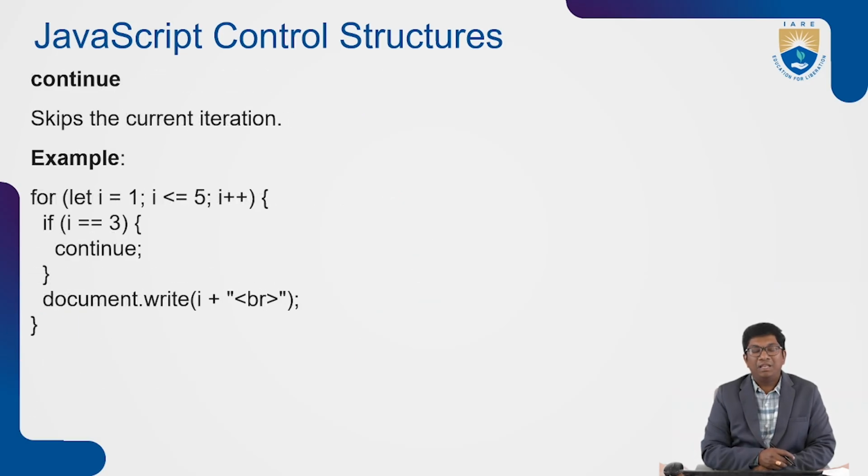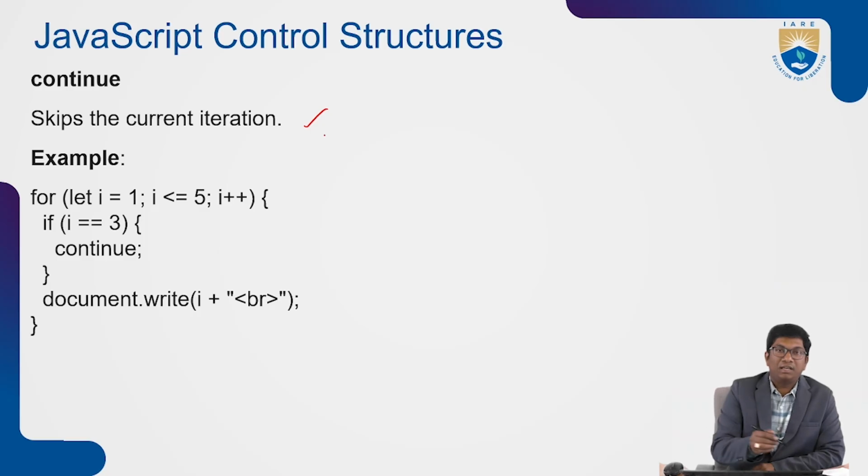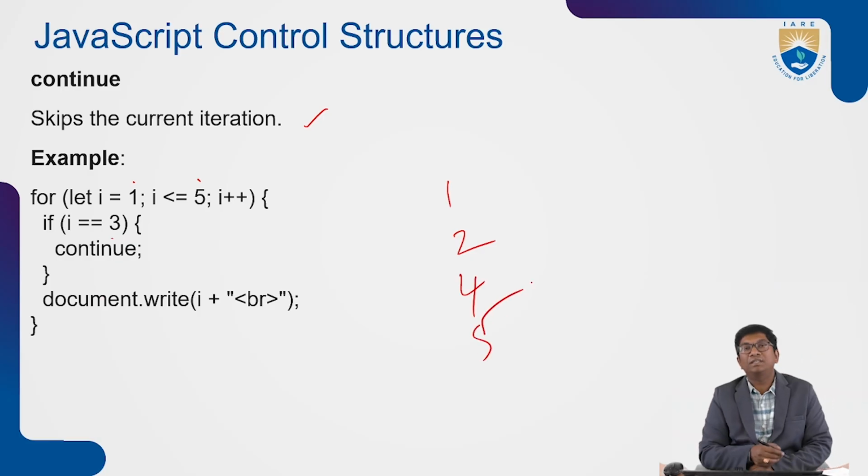Next one is continue. It skips the current iteration. If the condition is true, if it matches, only that particular iteration is skipped and it continues with the next. See this example: we gave i equal to 1, i less than or equal to 5. How many times will the iteration repeat and display the output? 5 times, right? So if i is equal to 3, suppose 1, 2 are displayed, it matches with 3, so it will continue. It will not break the iteration. Then it displays 4, 5 as output. So like this we can use the continue statement.